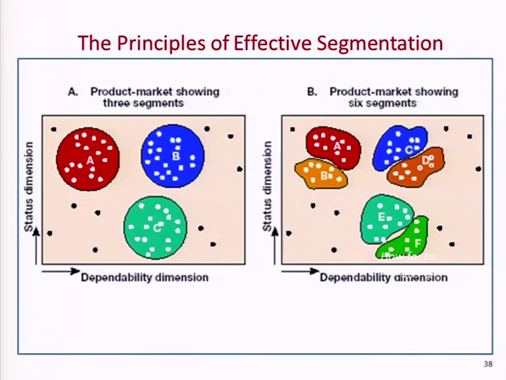So when we think about effective segmentation, segments can look a little bit like this. This is taking a very simplistic view of a market where there are two dimensions for segmenting. Some people are concerned about status, some are concerned about the reliability, the dependability of the product. So some people are very high in status, low on dependability.